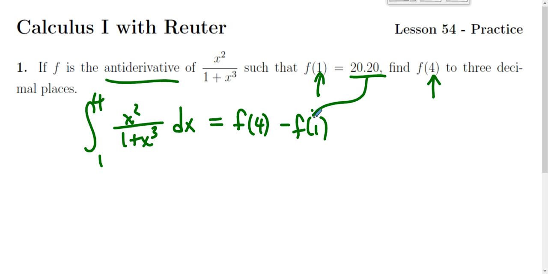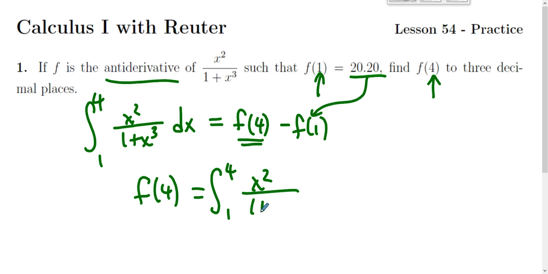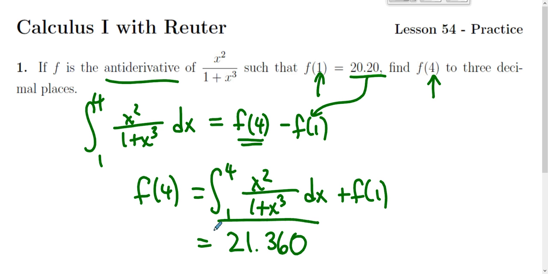Now, this we know, and that's what we're looking for. So if we knew what this was, and the calculator surely says that we do, and we know what this is, we're done. So f of 4 is this integral that a calculator will give me plus f of 1. And the calculator gives me this, and then I add 20.20, and I get 21.360, and that's it. We should be really good at stuff like this. We should be really, really skilled with this by now.